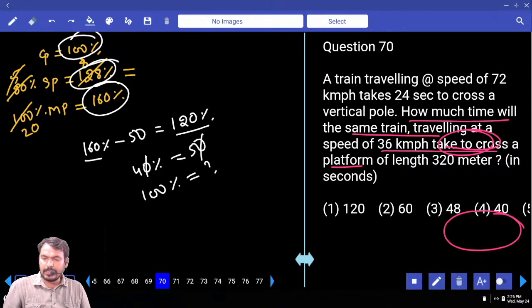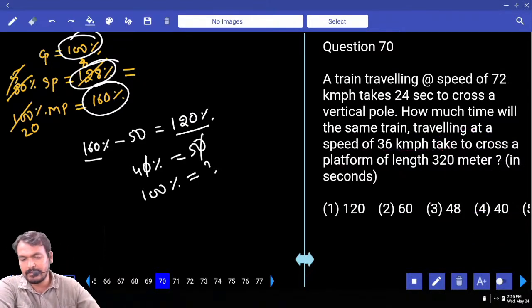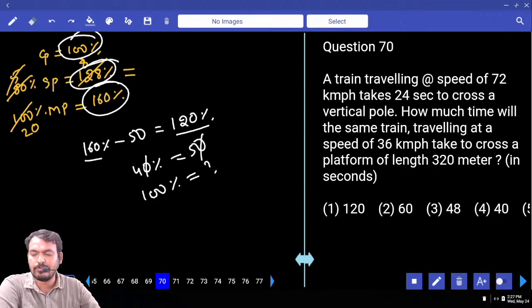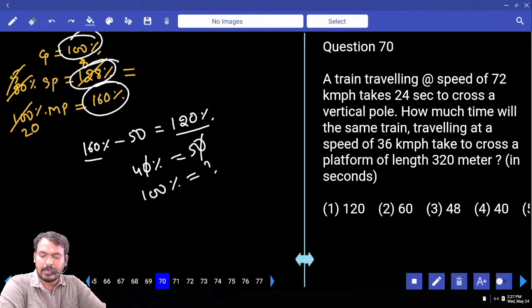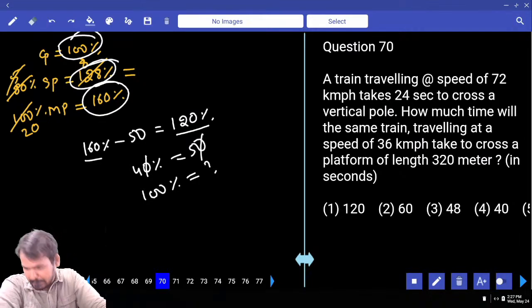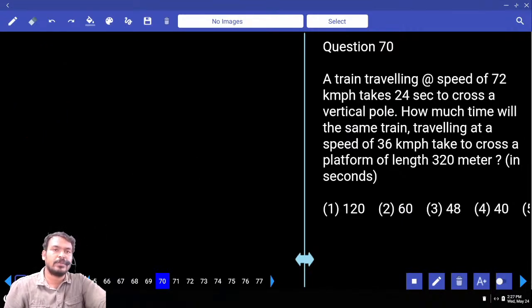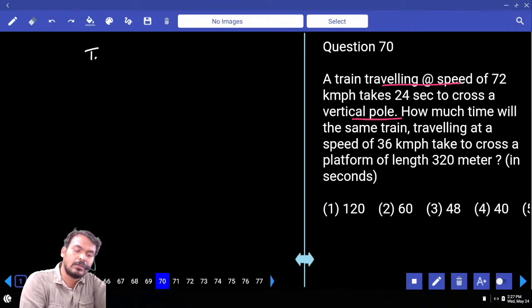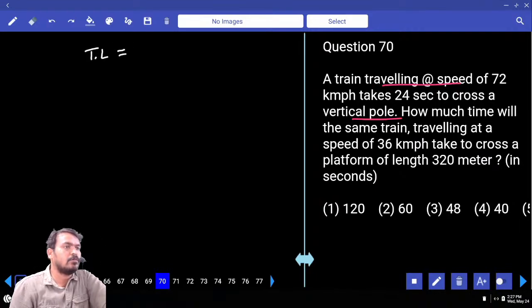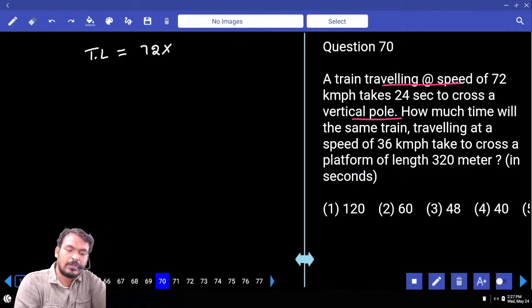Next is 70. A train traveling at a speed of 72 km per hour takes 24 seconds to cross a vertical pole. How much time will the same train traveling at a speed of 36 km per hour take to cross a platform of length 320 meters? First, when a train passes a pole, the total distance is only the train length. That is equal to speed into time. What is the speed of the train? 72 converted to meter per second. Into how many seconds will it pass?